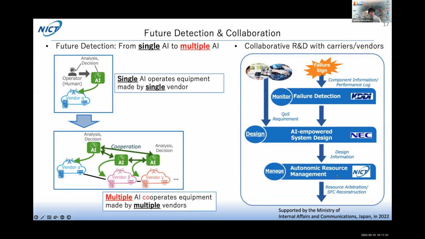This figure shows the workflow through these three AI: monitoring AI, designing AI, and management AI. Monitoring AI detects a sign of failure before critical failure occurs, and then notifies the possibility to the designing AI. Designing AI plans to reconstruct network services to avoid failure, for example, changing routes of some service function chains. The new plans are transferred to management AI.